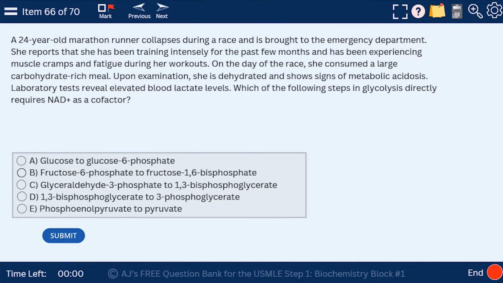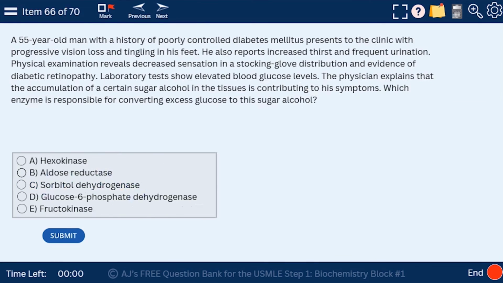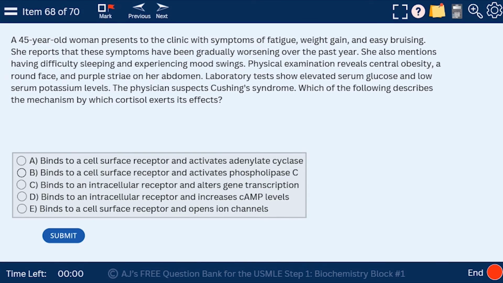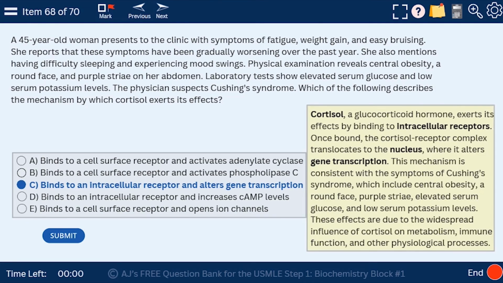Question 66. Which step of glycolysis requires NAD plus as a cofactor? Glyceraldehyde 3-phosphate to 1,3-bisphosphoglycerate. An annoying fact you gotta know, but I'll have some fun mnemonics for this on my website. You can read about that over here. Question 66 again, apparently, about aldose reductase. Question 68, I guess I left that question 67 in this quick video over here. But how does cortisol exert its effects? Well, it's a hormone, and therefore it binds the intracellular receptor to alter gene expression. You can read about that over here.